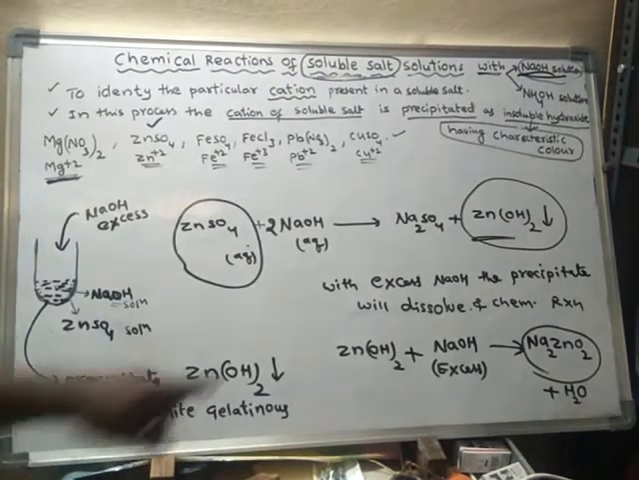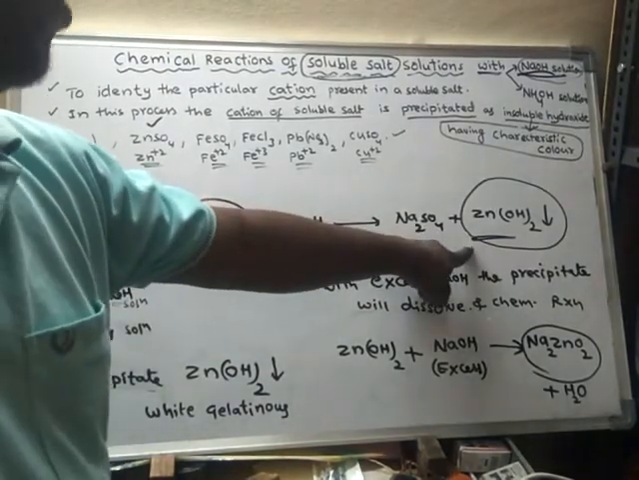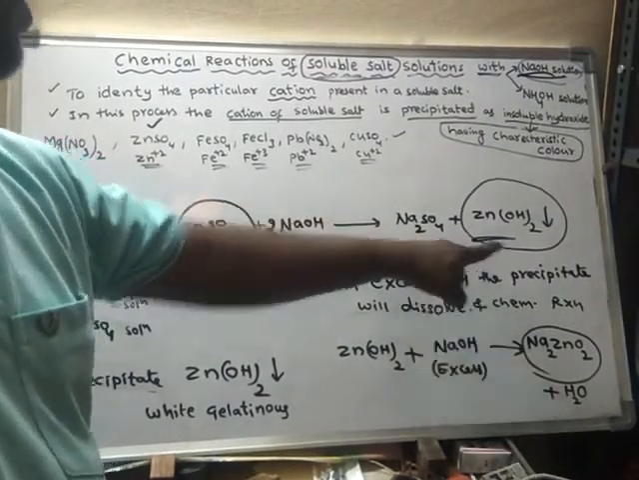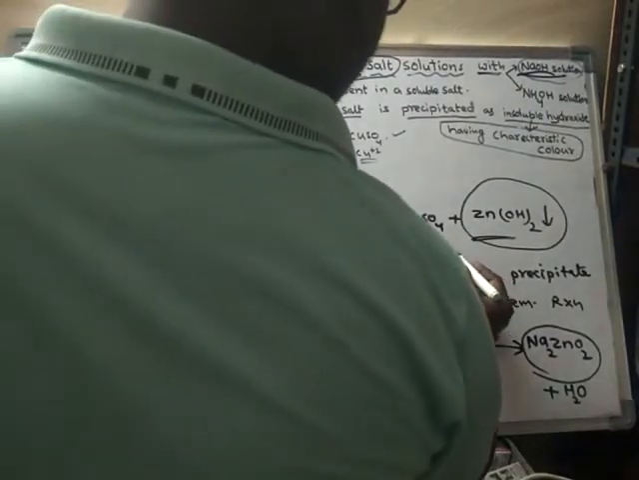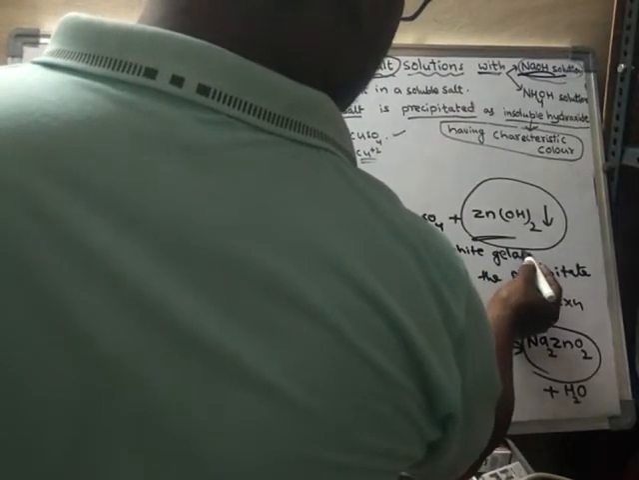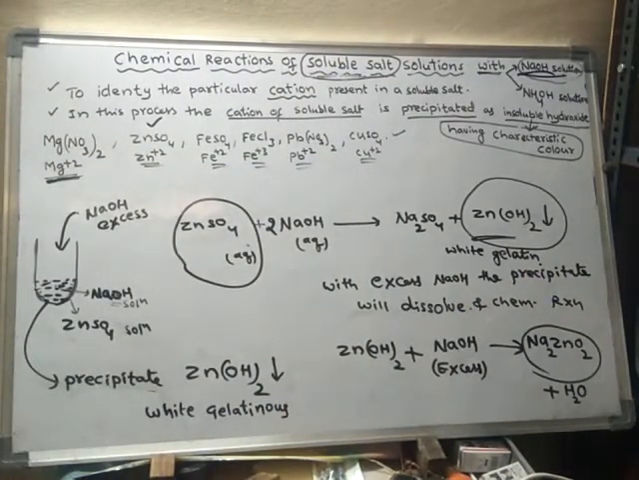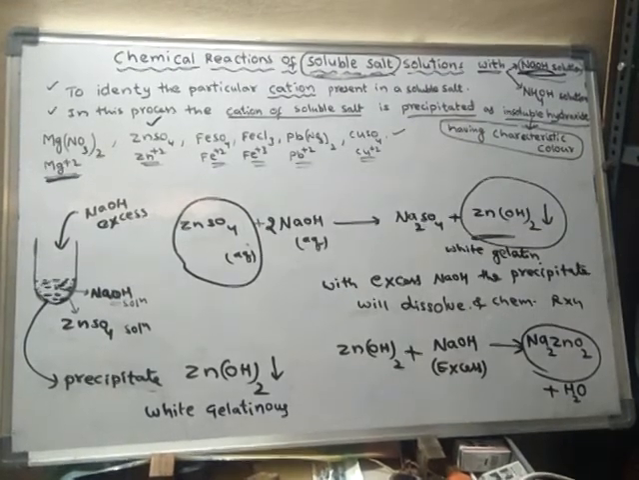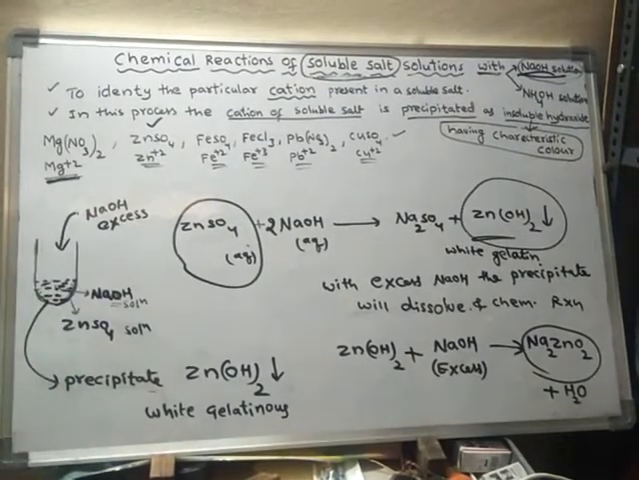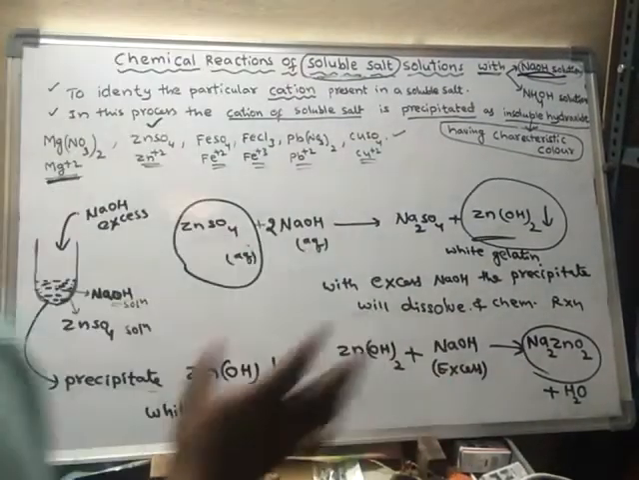Okay, so now if this reaction takes place like this, that means initially an insoluble hydroxide is formed. What is the color of this one? It is a white gelatinous substance. A white gelatin is formed, and that white gelatin dissolves when excess NaOH is added, and undergoes some chemical reaction with that excess NaOH. So finally it forms Na2ZnO2. So from this it is understood.